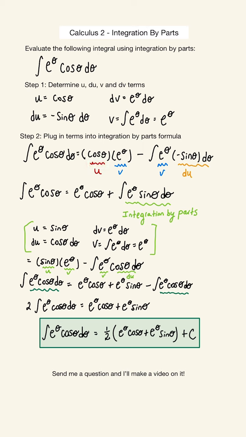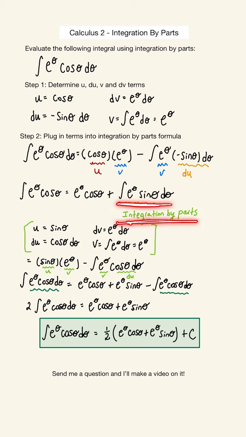So here we have it, the integral of e raised to θ cosine of θ dθ. This is what we were given earlier as our example problem, and it is going to be equal to uv, cosine of θ e^θ, minus the integral of v du, or e raised to the θ multiplied by negative sine θ. So we can go ahead and simplify this to get e^θ cosine θ plus the integral of e^θ sine θ. And when we look at this term, we notice that we'll have to do an integration by parts again.